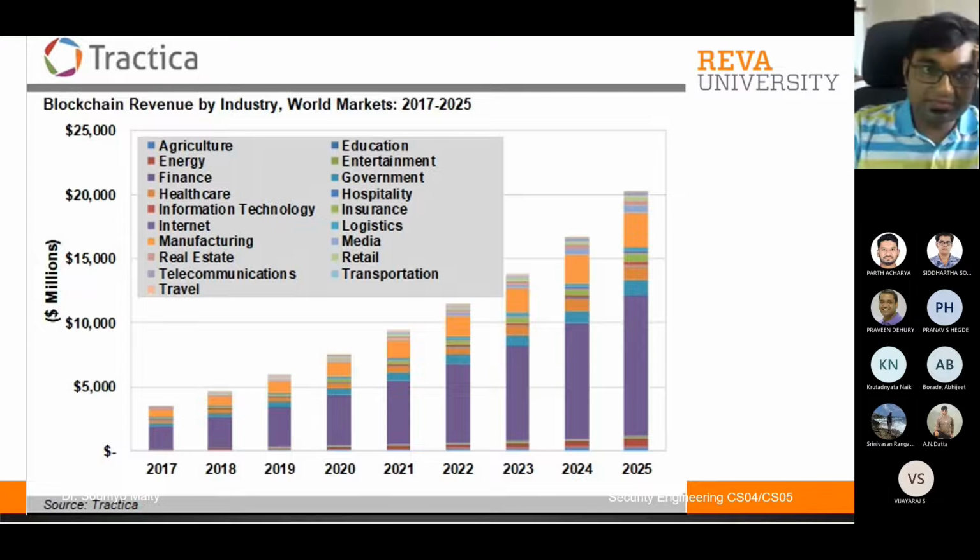So this is the blockchain revenue industry that is coming up. That is a projected one. Till 2019, it was up to the expectation, and I really do not know whether this is coming. And these are the different industries that are relying on blockchain. Obviously, the finance sector is the most affected one, investing in blockchain the most, and people are expecting it might get disrupted by this new technology.